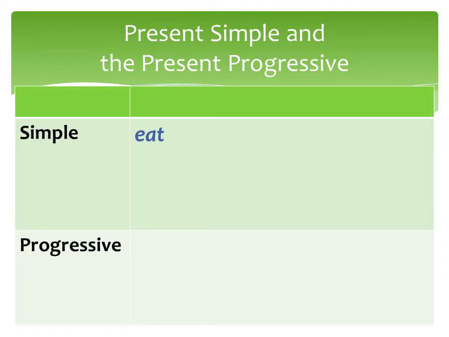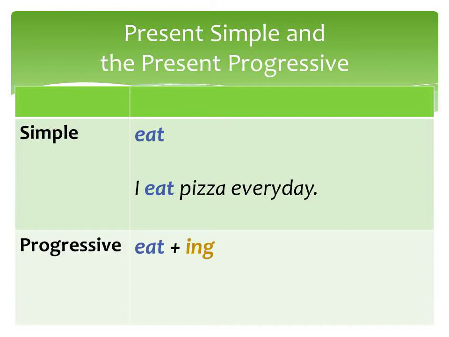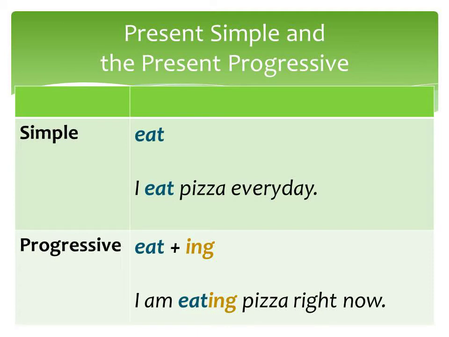Now, I want to show you the difference between the present simple and the present progressive. For the present simple, let's have the word eat. I eat pizza every day. So in present simple, you can see that the verb eat is in base form. Now, in present progressive, you will notice that the word eat is being added with ing. So it becomes eating. I am eating pizza right now. The words right now tell us that the action is happening right now.